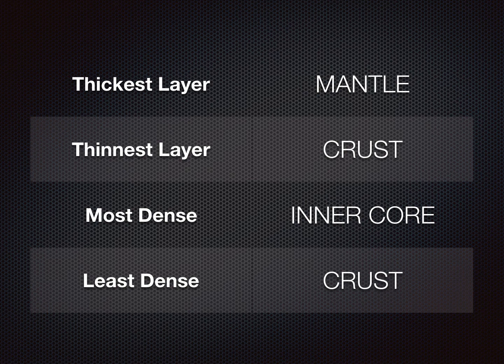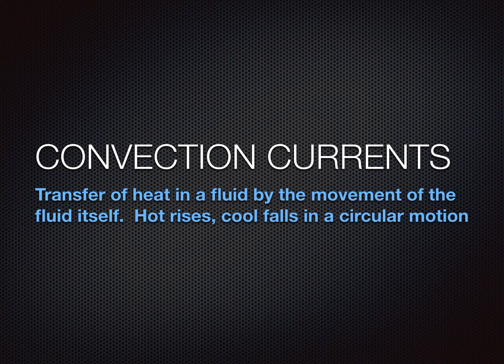Let's turn your paper to the back of the thing, and first we're going to talk about convection currents. Now, convection currents, by definition, is a heat transfer in a liquid. It could also be in air, but in this case, because we're talking about layers of the Earth, we're going to be talking about how it works in a liquid.